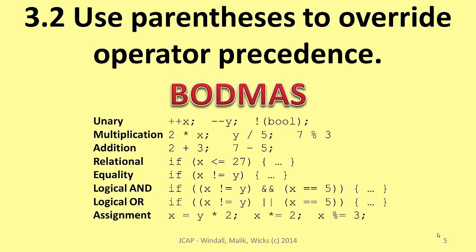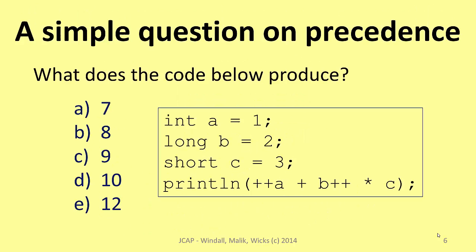Let's have a look at a question. What does the code below produce? Int a is equal to 1. Long b is equal to 2. Short c is equal to 3. Then print out plus plus a plus b plus plus times c. I'll give you a moment to work it out.